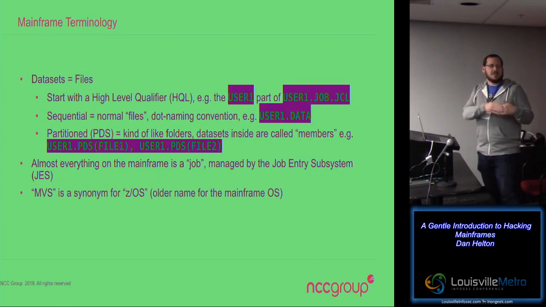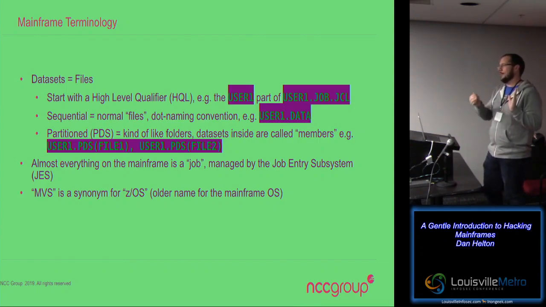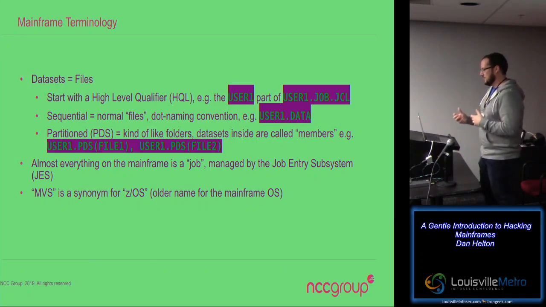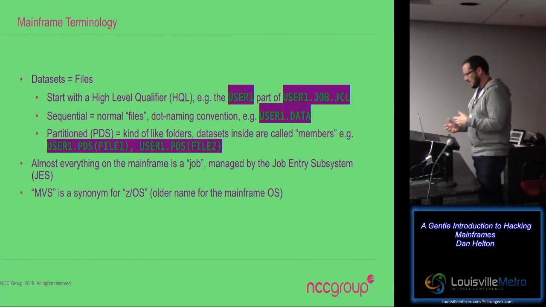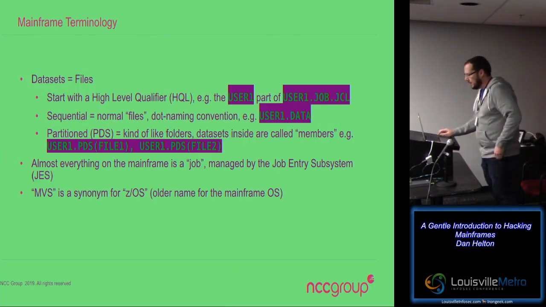And they all have a naming scheme, kind of like a high-level qualifier at the front, then a dot, and then everything after. So the high-level qualifier is usually used to denote who owns it. So if I'm user1 on the mainframe, all my files will start with user1 dot, and then I can put dots in between just for logical sorting. They don't really obey file extension conventions or anything, but people do it just to separate stuff out in the mainframe and be able to visually look at it and make sense of it.